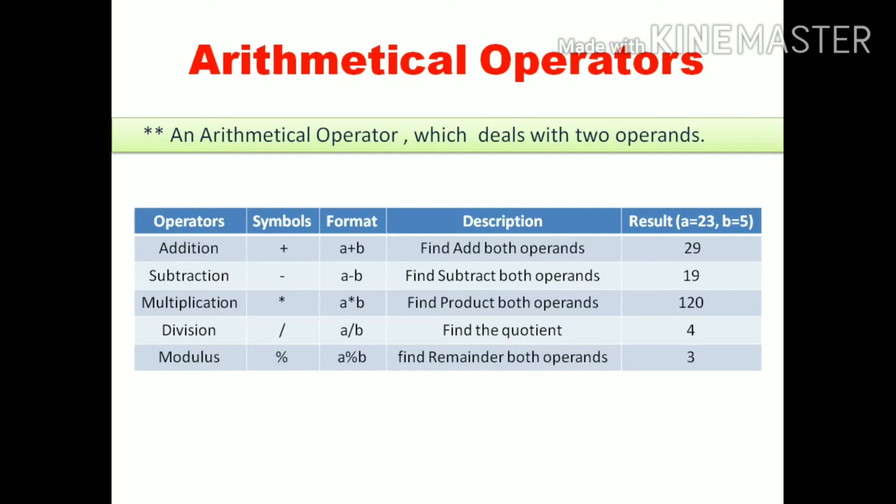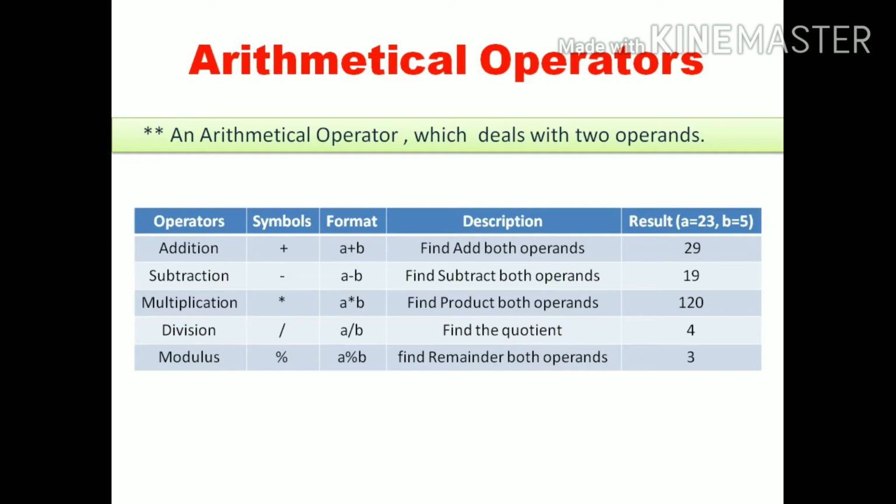Okay, modulus, it will be the remainder value. 24 mod 5 means 20 divided by 5, so 4 is not divisible by 5. Okay, so the remainder will be 4. So many mistakes by me, sorry.